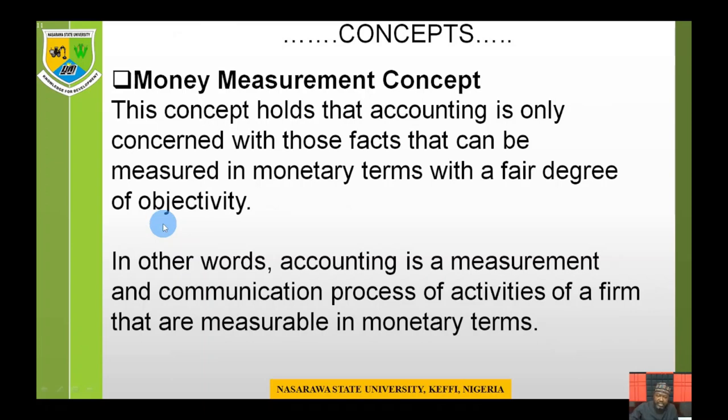The next concept is the money measurement concept. This concept holds that accounting is only concerned with those facts that can be measured in monetary terms with a fair degree of objectivity. In other words, accounting is a measurement and communication process of activities of a firm that are measurable in monetary terms. What we are saying here is that the basis of measurement should basically be the monetary units in a particular economy that an accountant finds himself or herself. In Nigeria, for instance, it is Naira and Kobo that we use as basis for measurement and reporting financial transactions. If you're in the United States, it is dollars and cents. If you're in Ghana, it is cedis and pesewas, as the case may be.